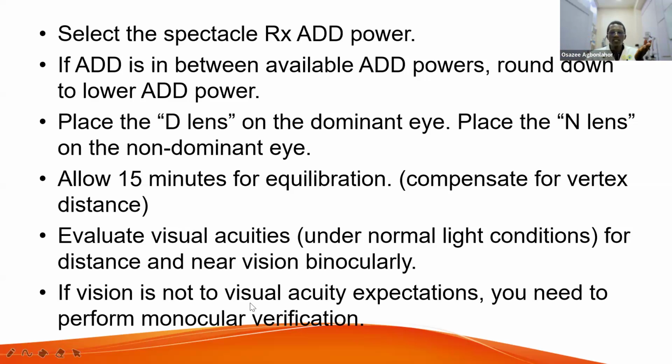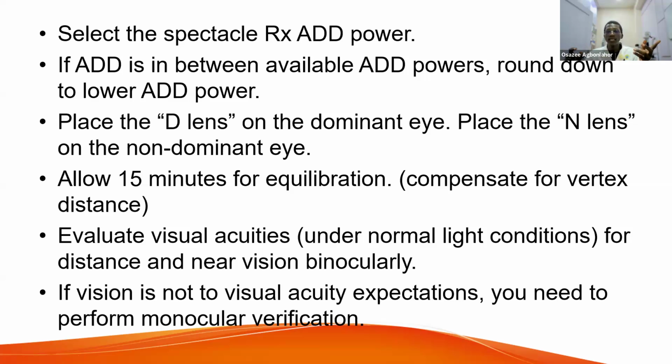So if the vision acuity meets the expectation, then you are good to go. However, if the expectations were not met, you need to do more tests. That's why I said you need to reevaluate. Here now, you don't do monocular versus binocular vision anymore in terms of visual acuity check. You move from binocular to monocular verification.